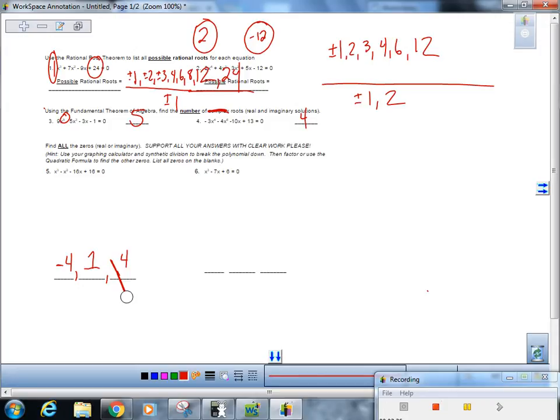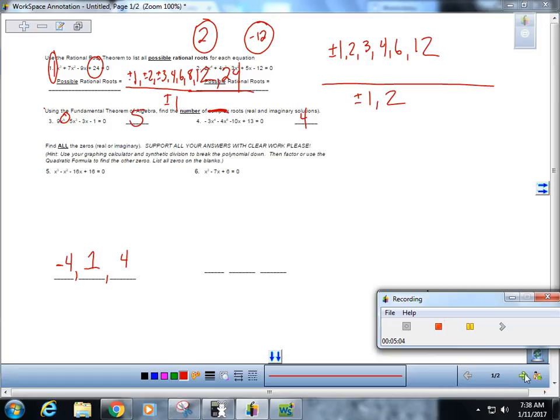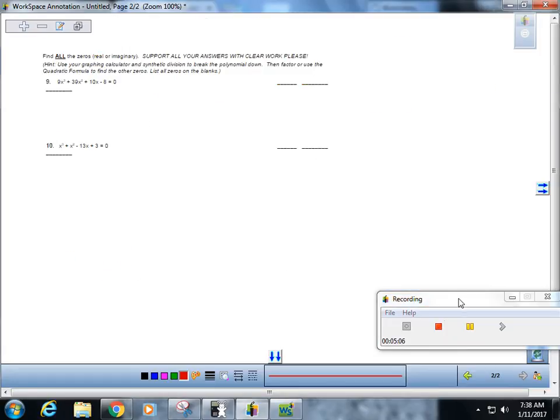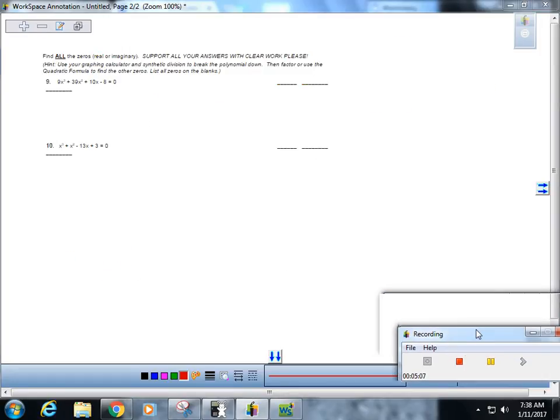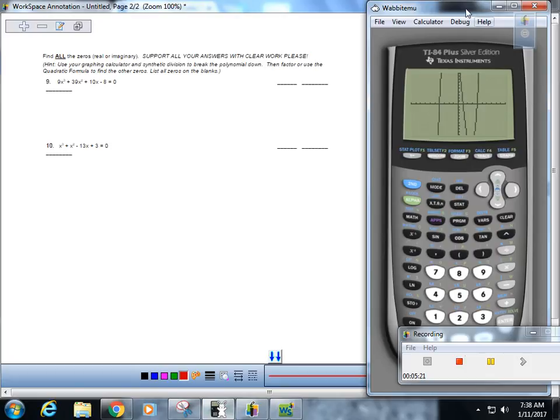Okay. All right, so you would do 6 very similarly to that. Let's go ahead and take a look at some from the back. All right, so now this says 9x cubed plus 39x squared plus 10x minus 8. So we go back to our calculator.